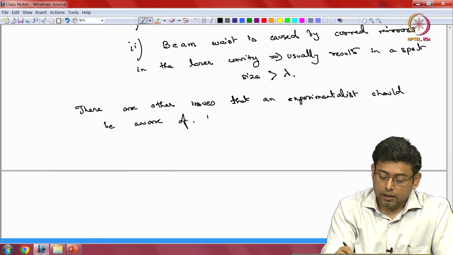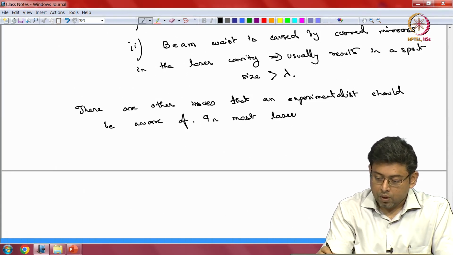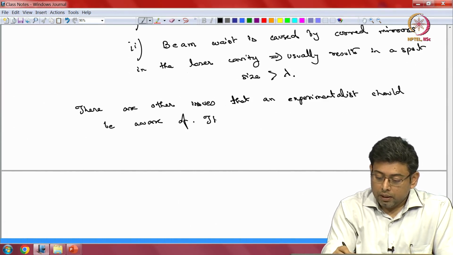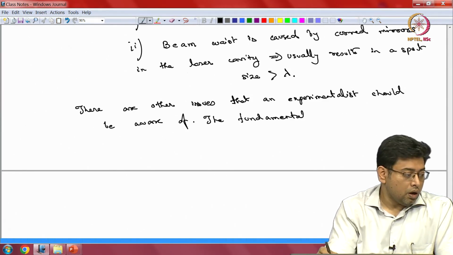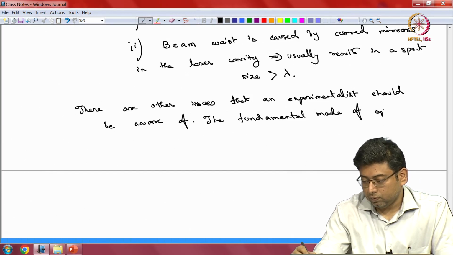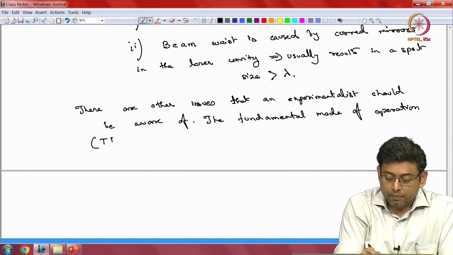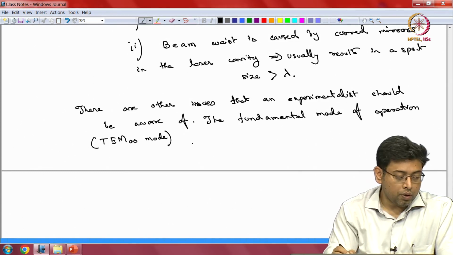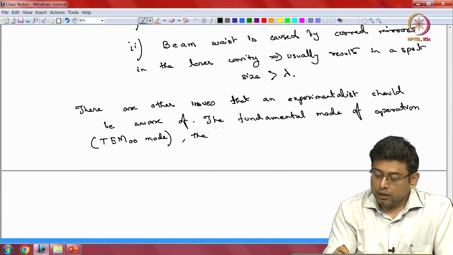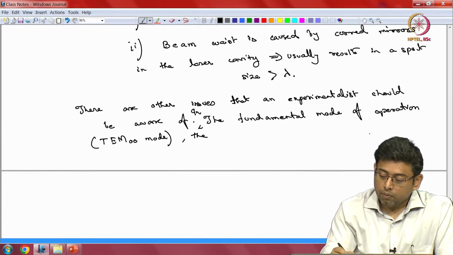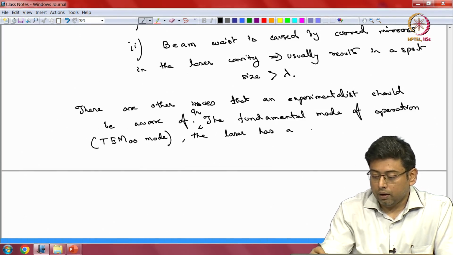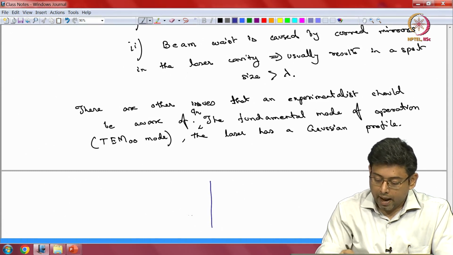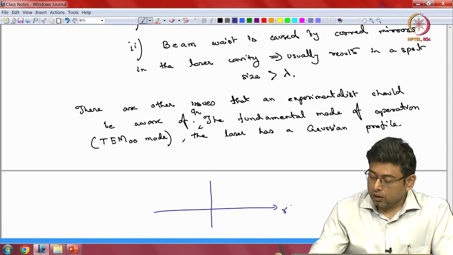And the example is that in most lasers, the fundamental mode of operation of a laser, also called the TEM00 mode, transverse electromagnetic mode, the laser in the most fundamental mode has a Gaussian intensity profile, which means that if you were to draw a diagram, and this is, let us say, r, the radial distance.